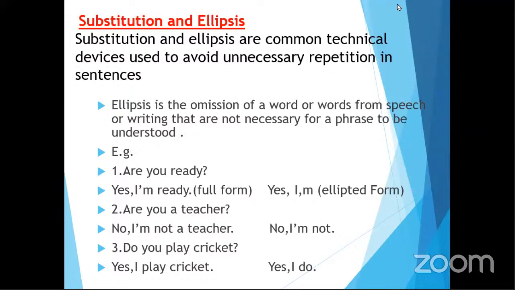Okay, we'll look at substitution and ellipsis. Once again, my words are not really quite familiar to you, but you have learned these things. I know definitely you have learned these things, but my topics are not familiar to you.